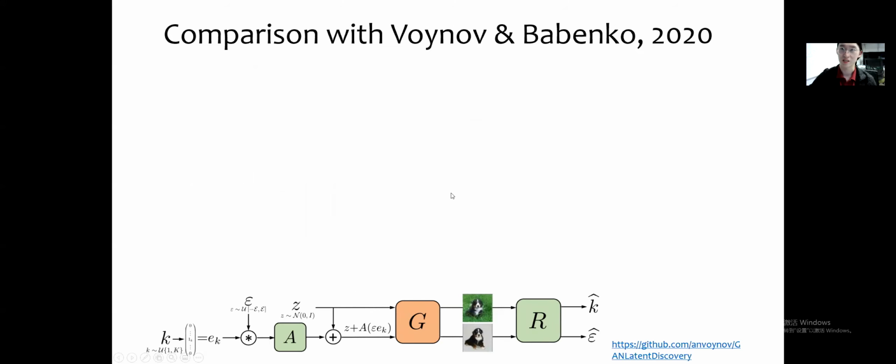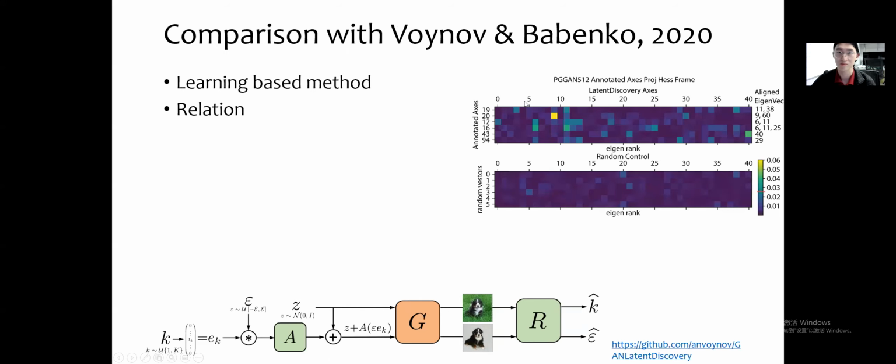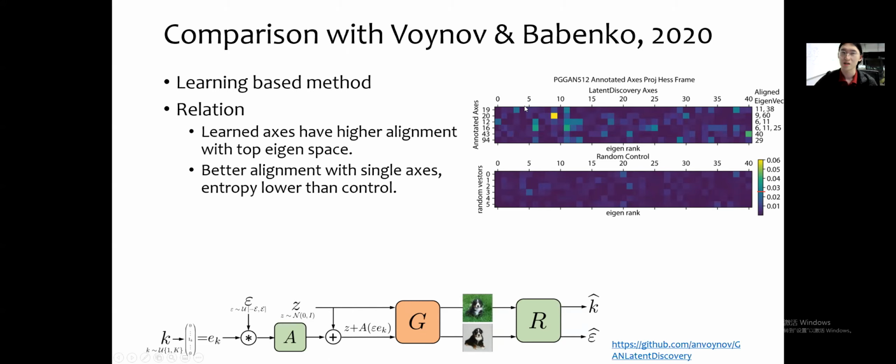We also compare with another work, Voynov and Babenko, which uses a learning-based approach to solve this problem. If you're interested, you can consult their code. We download their axes and project them onto our Hessian eigenbasis computed on their GANs. We find that the axes they discovered have a high alignment with our top eigenspace. They also have better alignment with single axes, and the entropy is lower than controls, which means they correspond more to a single axis instead of a mixture of them.